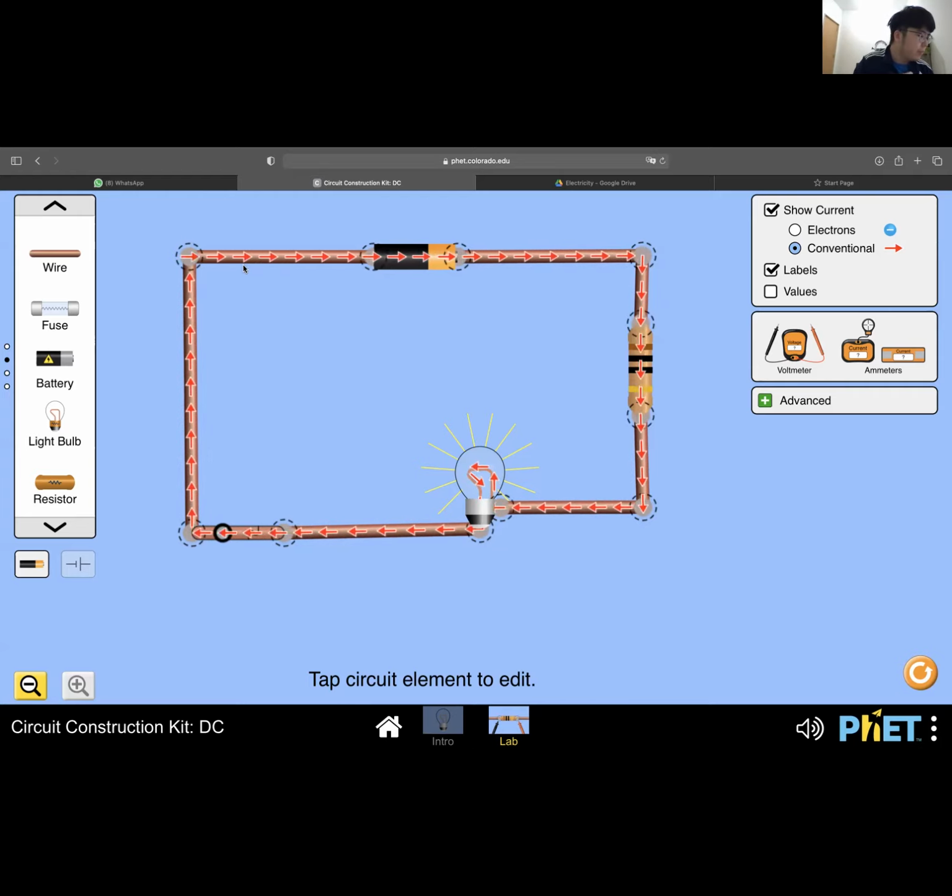The unit and the symbol is ampere. So current is measured in ampere. We use an ammeter to measure current. So I'm going to pull out this ammeter here. I want to measure the current in this circuit. So how do I connect this?